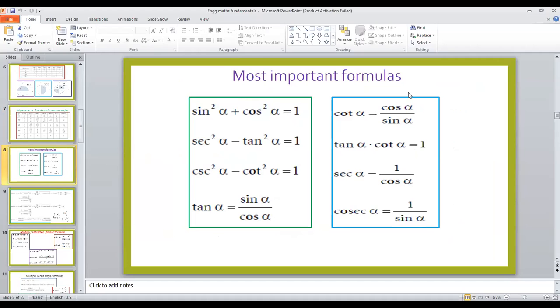What is the first identity in trigonometry ratios? Sin square alpha plus cos square alpha is 1. What is the next? 1 plus tan square alpha is sec square alpha, means sec square alpha minus tan square alpha is 1. Then the third one is 1 plus cot square alpha is cosec square alpha, means cosec square alpha minus cot square alpha is 1. And these trigonometric ratios are known to you. So these are the basic trigonometric ratios.